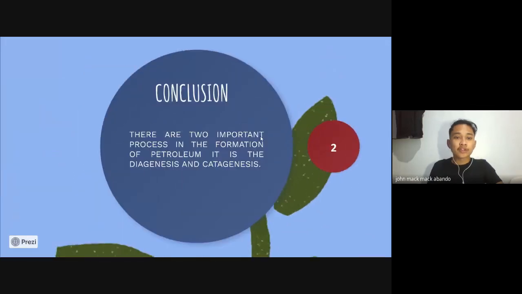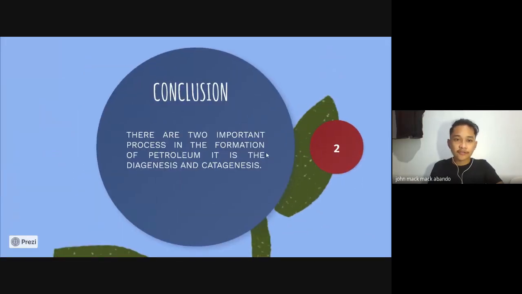In conclusion, there are two important processes in the formation of petroleum. They are diagenesis and catagenesis. Diagenesis is a process of compaction under mild conditions of temperature and pressure, when organic aquatic sediments are very saturated with water and rich in minerals.